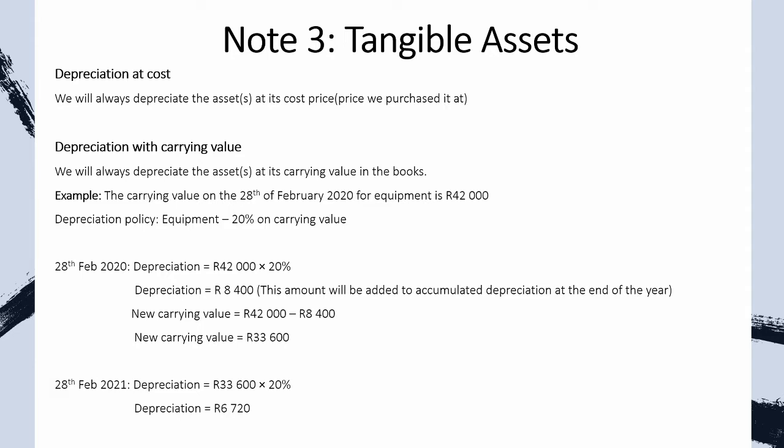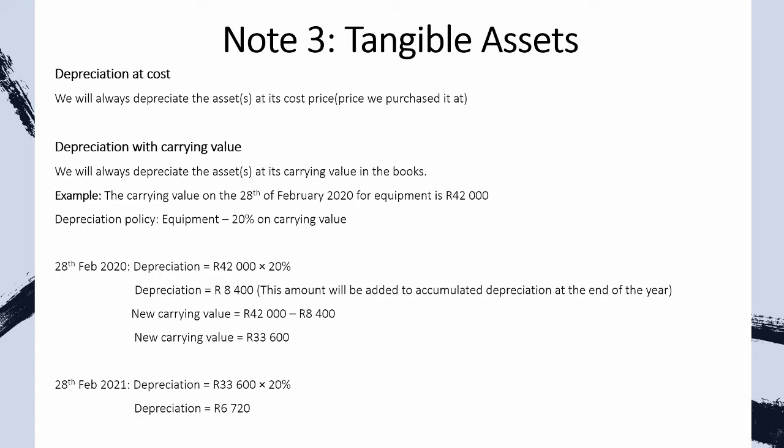Now, I want you to have a look here. If we had to calculate the new carrying value on the equipment that we depreciated, the new carrying value would be the 42,000 minus the depreciation, which gives us the new carrying value of 33,600. So this is the new carrying value of our equipment. If we had to work in the financial year of the 1st of March 2020 to the 28th of February 2021, we would use the new carrying value of 33,600 times the 20% to get our depreciation for the year of 6,720.